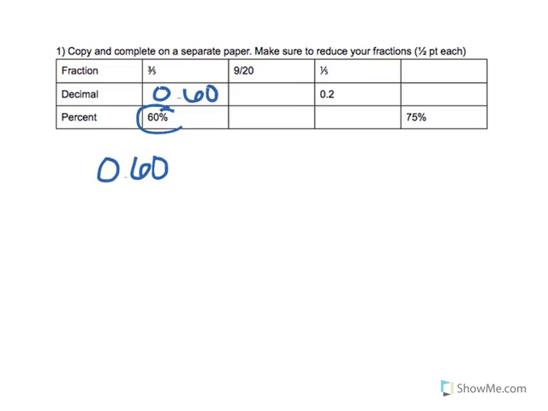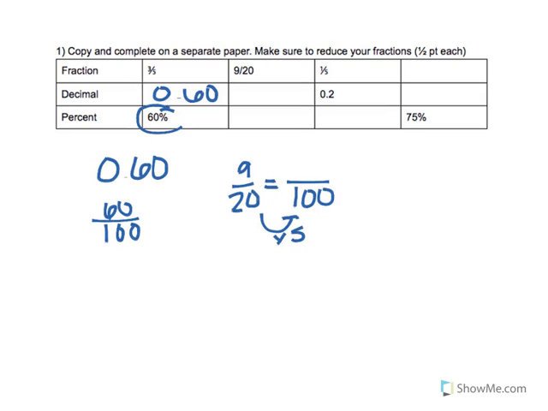Now, I said 60% is 60 hundredths, or 60 over 100. That's going to be my key, this idea of percents are out of 100 for answering all of these. So when I look at the next column, 9/20ths, I'm not really sure what percent that is just by looking at it. So the first thing I'm going to do is convert it into hundredths. Here I know my scale factor is going to be 5. So if I multiply the bottom by 5, I multiply the top by 5, and I get 45. So here my decimal is 0.45 and I get 45%.